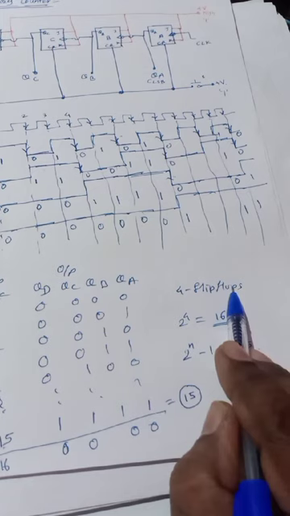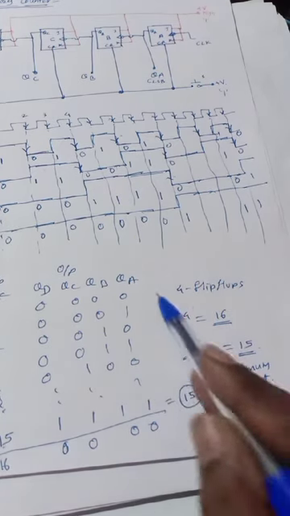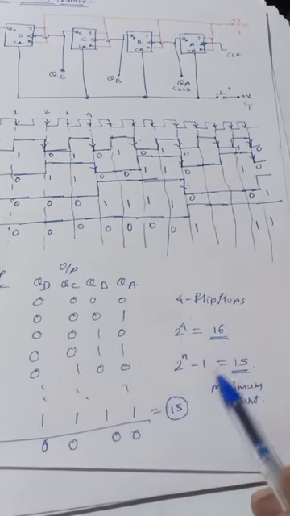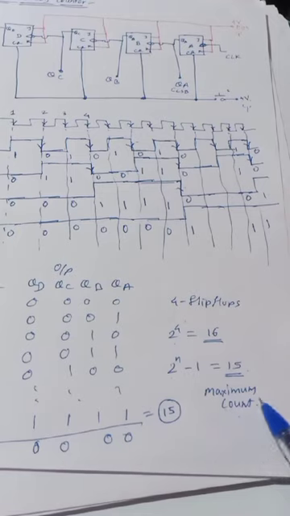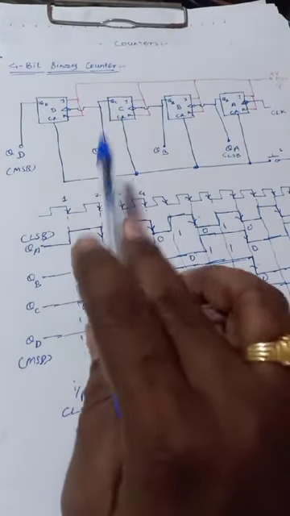The number of flip-flops is 4. 2 raised to n, the number of states, is 16. From 0 to 15, the total number of states becomes 16. 2 raised to n minus 1 is 15, so the maximum count is 15. So this is a 4-bit binary asynchronous counter.